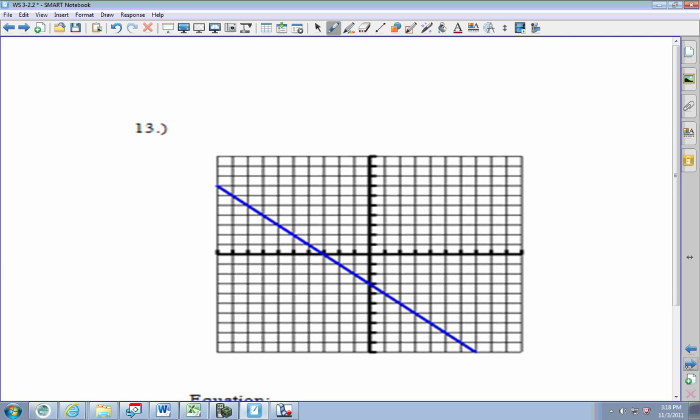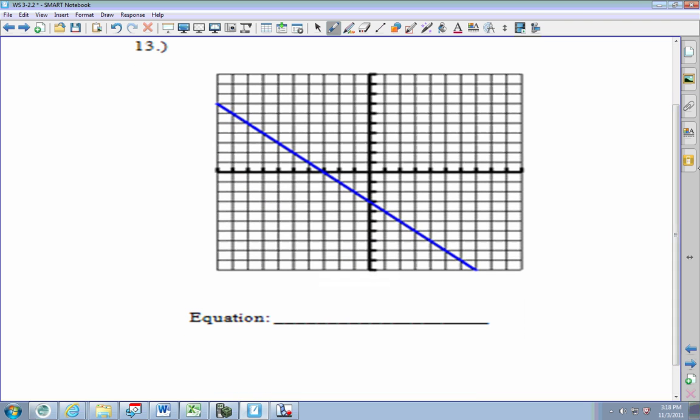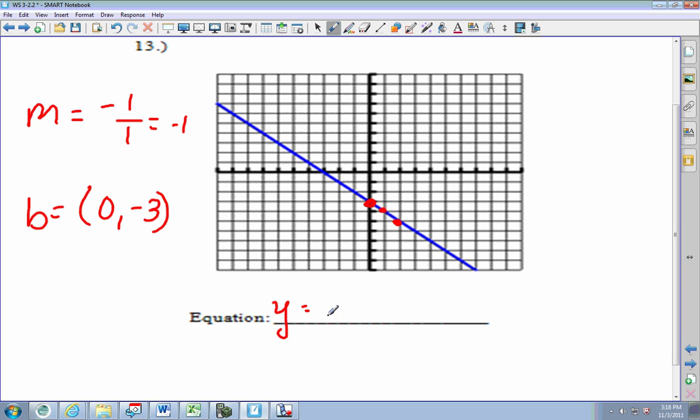Next one. Let me move this down here. All right, let's find the slope and the y-intercept. Y-intercept right here: 0, negative 3. My line is decreasing. That means my slope will be negative. Down 1 over 1. Yep. Down 1 and to the right 1. That's negative 1. I can write it as y equals negative 1x minus 3, or as y equals negative x minus 3. Both ways are correct.